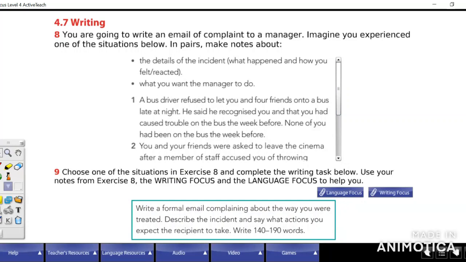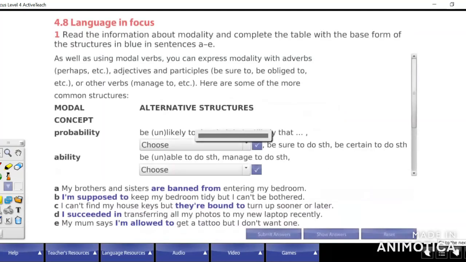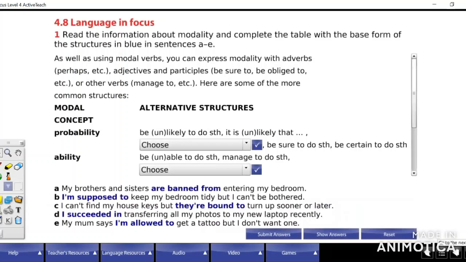So it's high time we go over to the next part. And that is a 4.8, language in focus, alternative structures to modals.